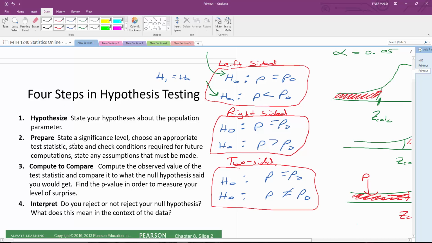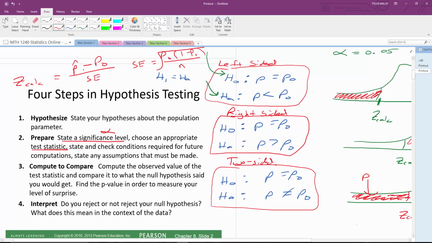So preparing, we're going to state a significance level, so we're going to pick an alpha. Choose an appropriate test statistic, so we're going to calculate z calculated. And remember, z is equal to p hat minus p naught divided by my standard error, where my standard error is equal to p naught times 1 minus p naught all over n, and take the square root of that.